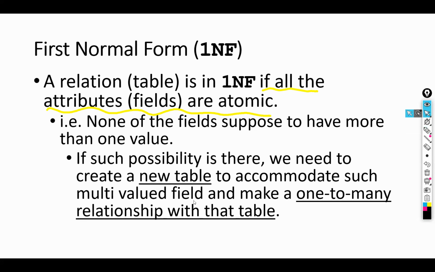If a particular field is not atomic, what is the solution? You take that field to a separate table and create a one-to-many relationship where that new table is the many side. That makes sense. If it doesn't make sense yet, when you look at the example, it will make sense.